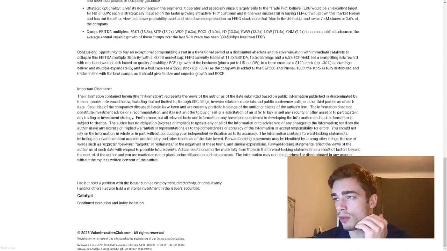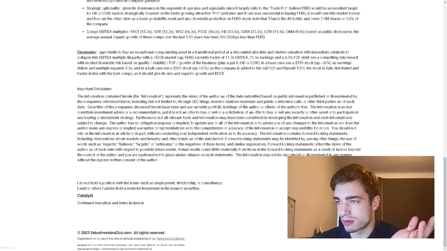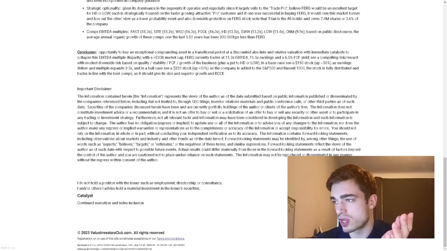With a more than $30 billion market cap, FERG currently trades at 11.3x EBITDA, 15.5x earnings, and a 6.5% FCF yield. See a compelling risk reward with modest downside risk based on the quality and stability of FCF and growth of the business, plus a put to HD or Lowe's. In a base case, see a $198 stock, up 30%, as earnings deliver and the multiple expands 2 to 3x. And in a bull case, see a $225 stock, up more than 50%, as the company is added to the S&P 500 and Russell 1000.